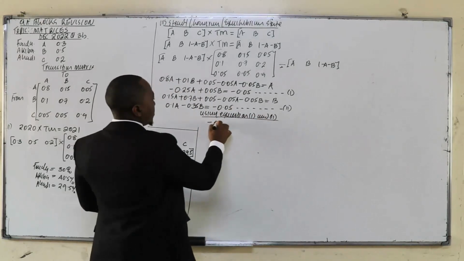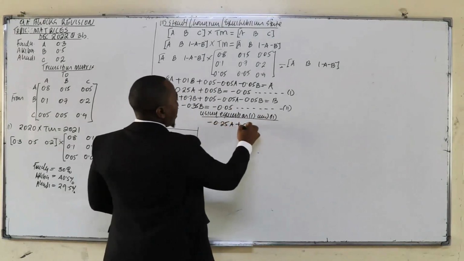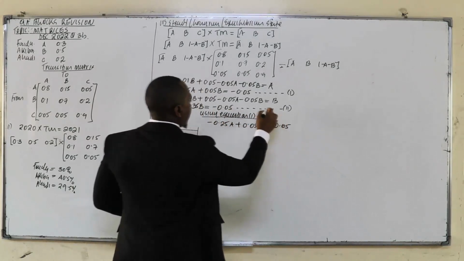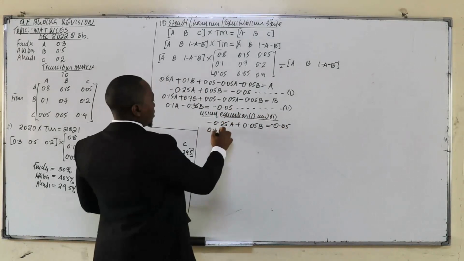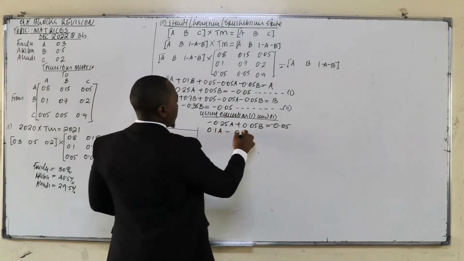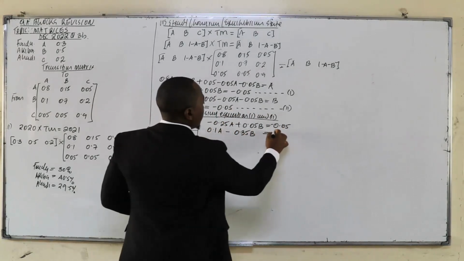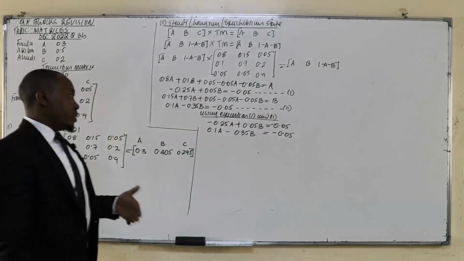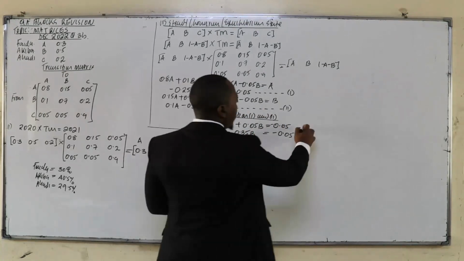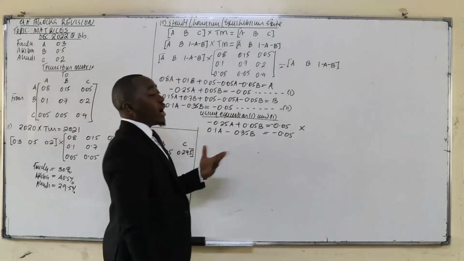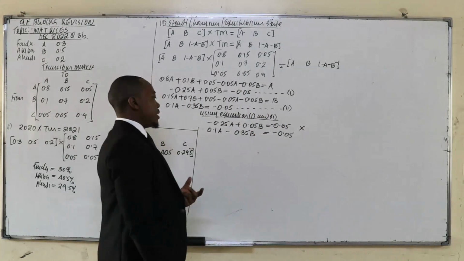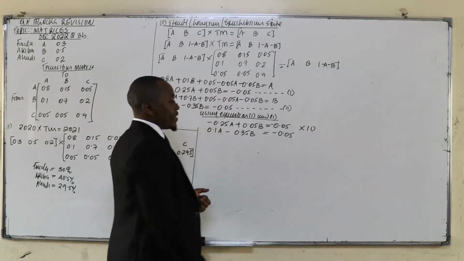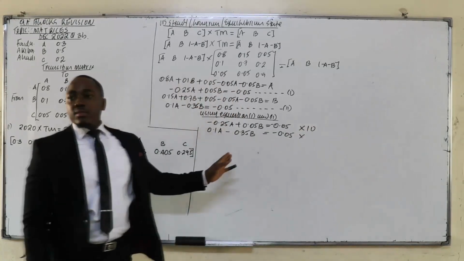So this is negative 0.25A plus 0.05B is equal to negative 0.05. Equation 2, it's 0.1A minus 0.35B is equal to negative 0.05. You can eliminate either A or B. So let's eliminate A. To eliminate A, you multiply by 10. If I multiply the first one by 10, the second one will multiply by?